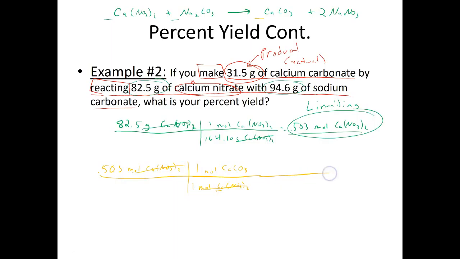Alright, now in order to figure out my percent yield, I'm going to have to get my value into grams because my actual yield is in grams, right? So one more step. In 1 mole calcium carbonate, there are 100.09 grams calcium carbonate, and that should give me 50.3 grams calcium carbonate. Alright, so again, stoichiometry tells me how much calcium carbonate I ought to get. So this is my theoretical.